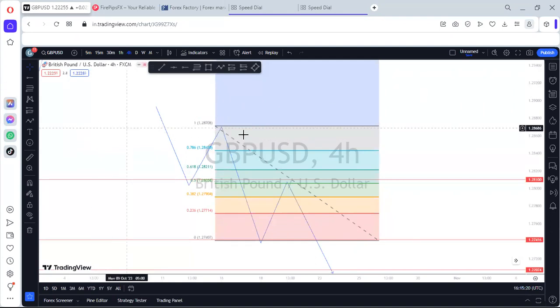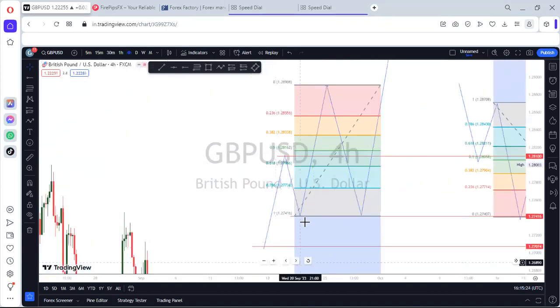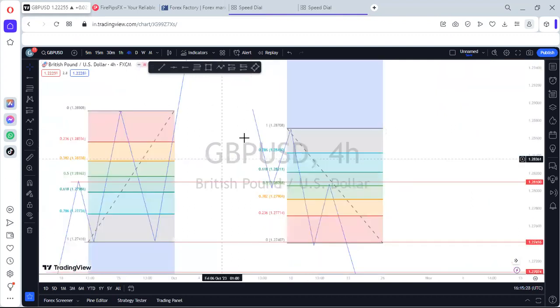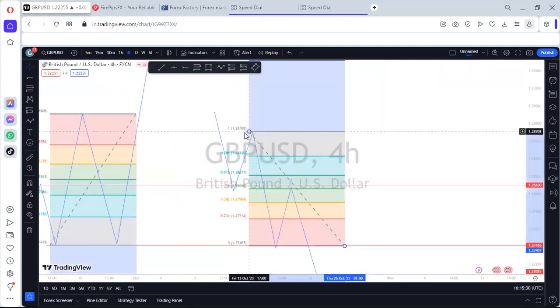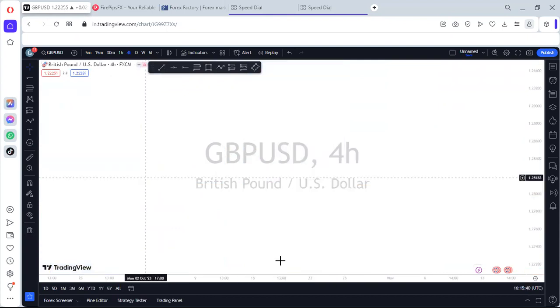So I believe that has been understood. In an uptrend, I said we plot from the recent low to the recent high. While in the downtrend, we plot from the recent high to the recent low, because we plot in the direction of the trend. So I think that has been understood. Let's move to the chart.